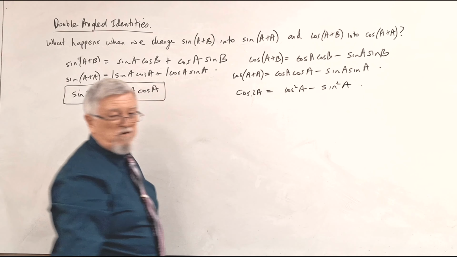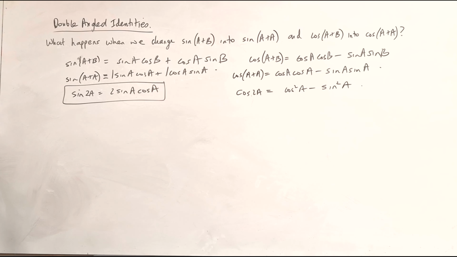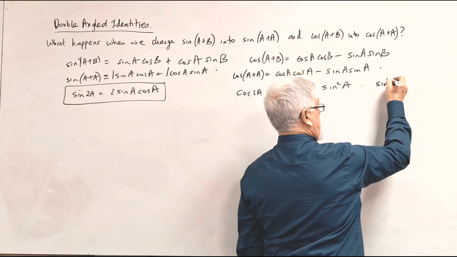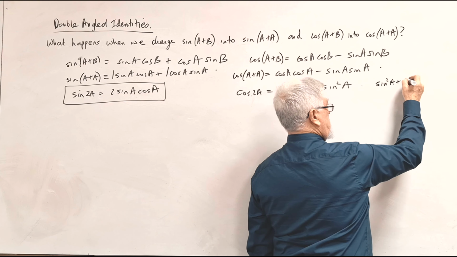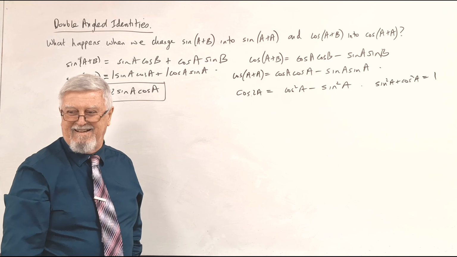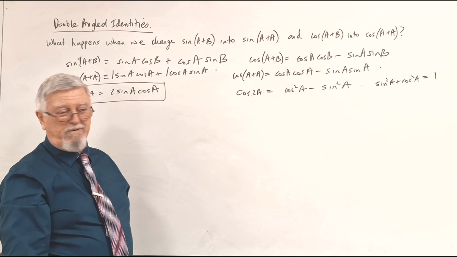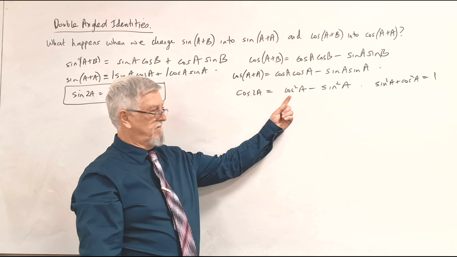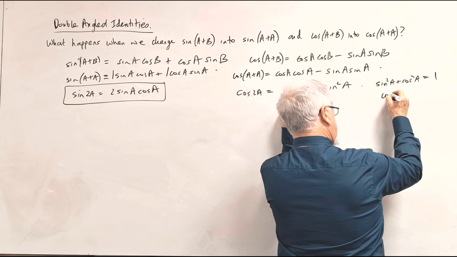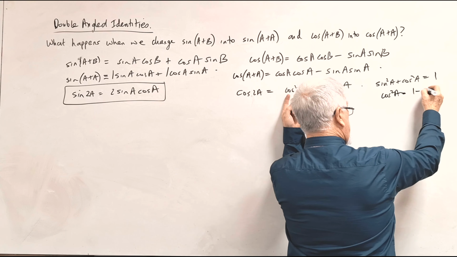Now there's 2 more versions of it. Now if you start with sine squared A plus cos squared A equals 1, what can we replace the cos squared A by? Cos squared A is 1 minus sine squared A.